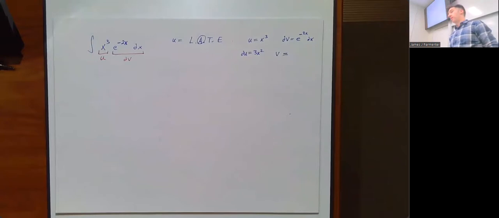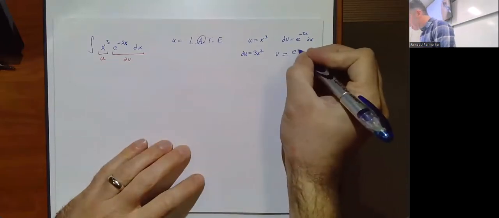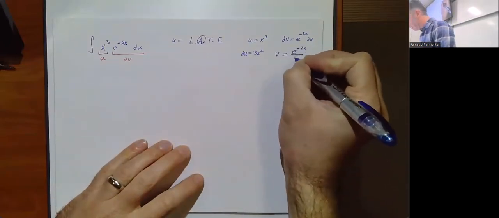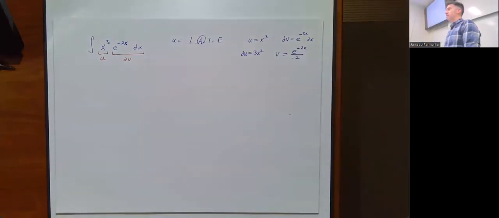I'll remind you, you're not going to end up multiplying by negative 2. You're going to be doing something else instead. You should get e to the negative 2x divided by negative 2. That's your dv here. And the thing is, we're going to have to do that a bunch of times. So that's why it's important to be able to do it quickly.